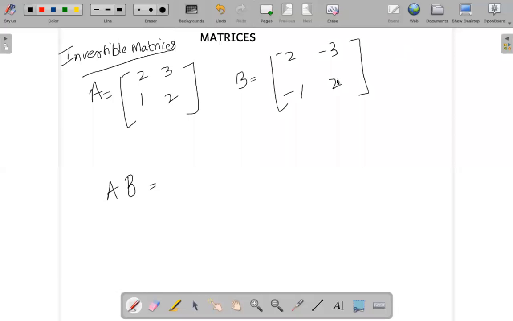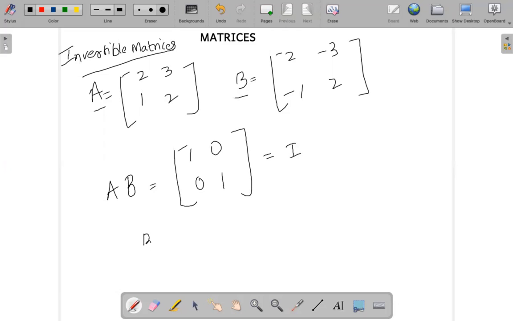Let me talk about invertible matrices. Suppose A is a square matrix of order n, and if there exists another square matrix B of the same order, then AB is equal to BA is equal to I. For example, if I take A as this matrix and B as this matrix, so A multiplied with B, I get this as 1, 0, 0, 1, which is equal to I.